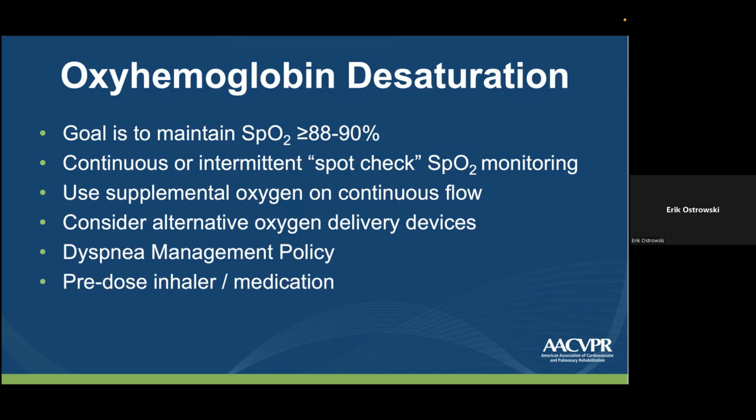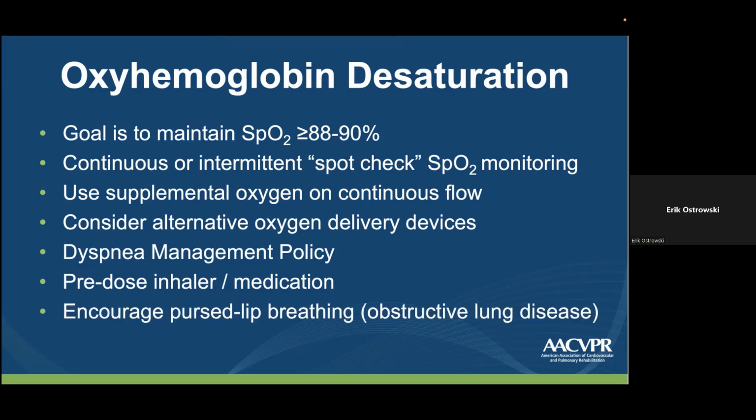We can even consider, for patients that have difficulty maintaining that saturation, pre-dosing them with their short-acting bronchodilator 15 or so minutes before their exercise session to help reduce some of that shortness of breath and oxygen desaturation. Of course, we should be encouraging pursed lip breathing in our patients with obstructive lung disease to help with the desaturation or to prevent desaturation, and encouraging good posture as well.